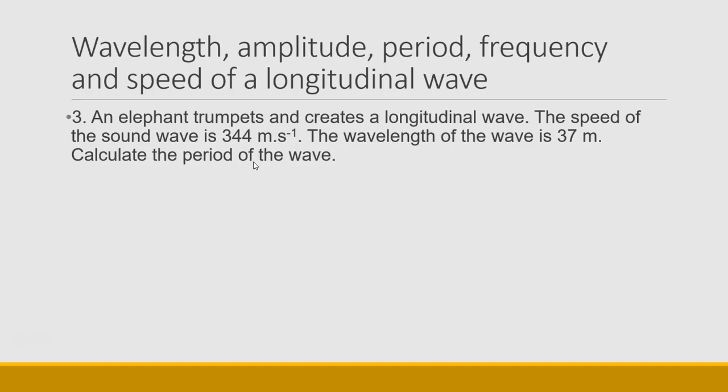So we have to look for a formula that includes speed, wavelength, and period. And that would be this formula over here. Wave speed is the wavelength divided by the period. Now we're asked to work out the period, so rearranging the formula, the period of the wave is the wavelength divided by the speed, which is 37 divided by 344, which is 0.11 seconds. So that is the amount of time that it takes for a full wave cycle to pass a given point.